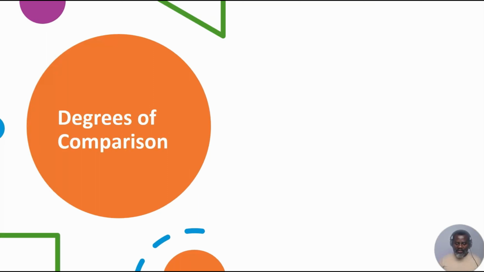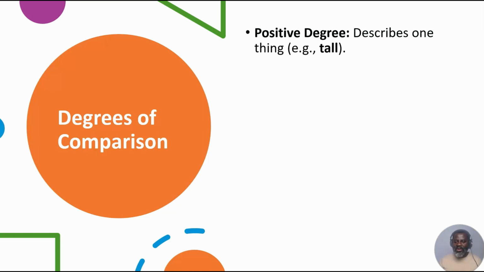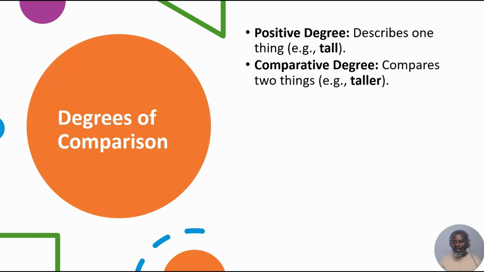Let's look at degrees of comparison. At the beginning of the lesson, I mentioned that adjectives serve as the foundation for comparison. Now let's look at how this works. We have what is called the positive degree. The positive degree describes one thing. For example, when you say a tall boy, tall is describing the boy. And then we have the comparative degree, which compares two things. You can say the boy is taller than the girl. So you can see how tall has become taller.